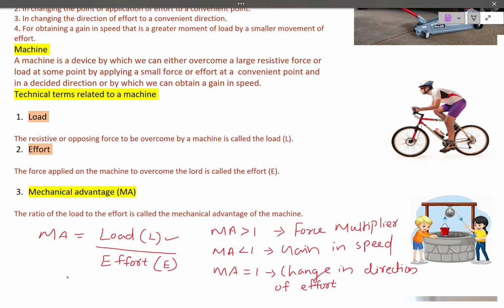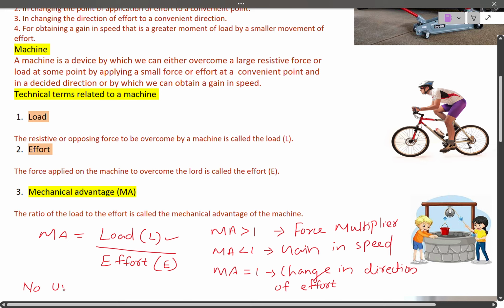Mechanical advantage has no unit because load is force, its unit is Newton, and effort is also a force, its unit is Newton. Both get cancelled, therefore no unit. Mechanical advantage has no unit.